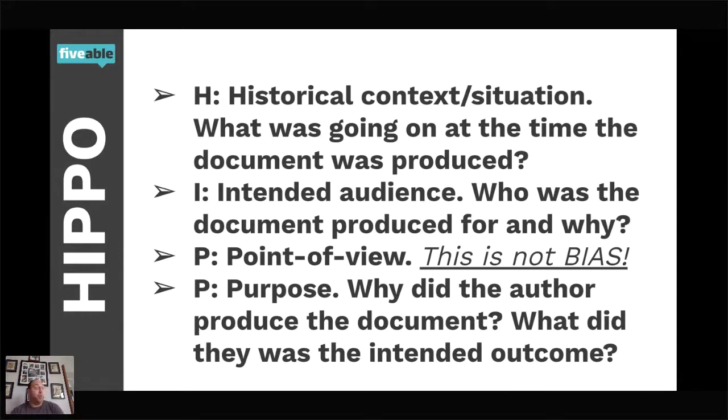Now you can give me more, and that happens, all right? For me, what I tend to see is that the point of view really goes along with the intended audience, and the purpose goes along with the historical context. Now, that doesn't mean that you have to do it that way. You can do point of view and purpose together. You can do historical context and intended audience together. You can do all four of them on your DBQ. That's really up to you. Time is obviously going to be the factor here in what you decide to do, all right?